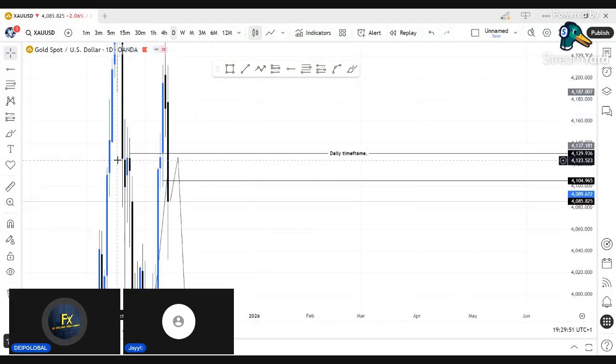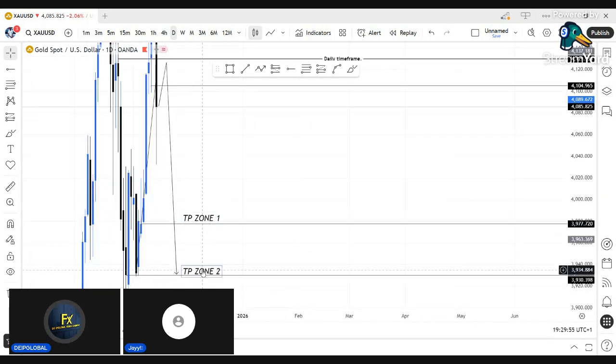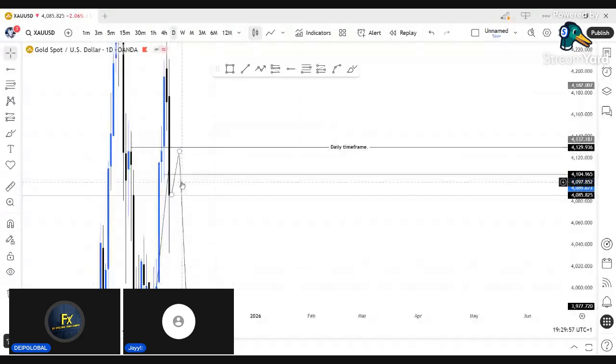We now know that we are looking for where the market should sell down to, our TP zone one and TP zone two, right? So what we do is we go to the lower time frame to look for our entries. Now we go to the 4 hour time frame.